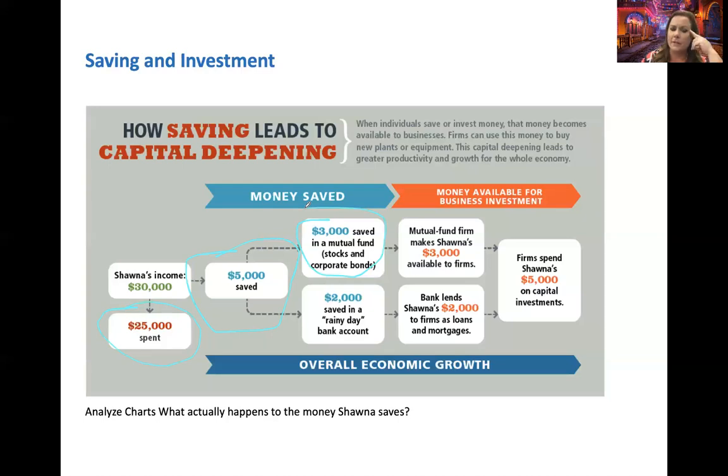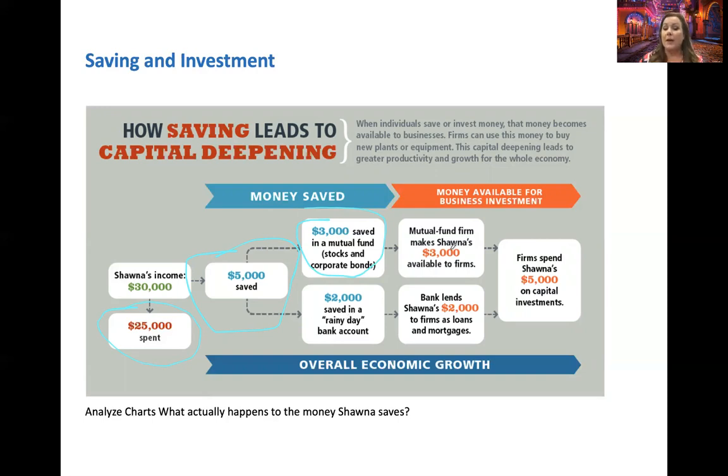60% of her savings goes to a mutual fund, which is not as liquid. It's not a rainy day fund. She puts $2,000 in a rainy day bank account. Very, very liquid. You need one of these. What if you have surgery? What if your car breaks down? Things like that.